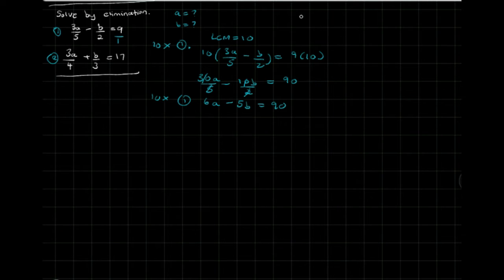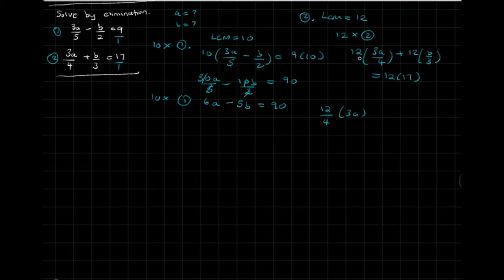Now let's take a look at equation 2. In equation 2, the lowest common multiple looks like 12, right? If you look at 4, 3, and 1, I'm going to multiply equation 2 by 12, and you get 12 times 3a over 4 plus 12 times b over 3, and this is equal to 12 times 17. So in this case, you get 12 times 3a over 4, so you can write this as 12 over 4 times 3a, because you can change up the order, right? You can do 12 divided by 4 first, that's 3 times 3a, plus 12 over 3 times b, is equal to 12 times 17.